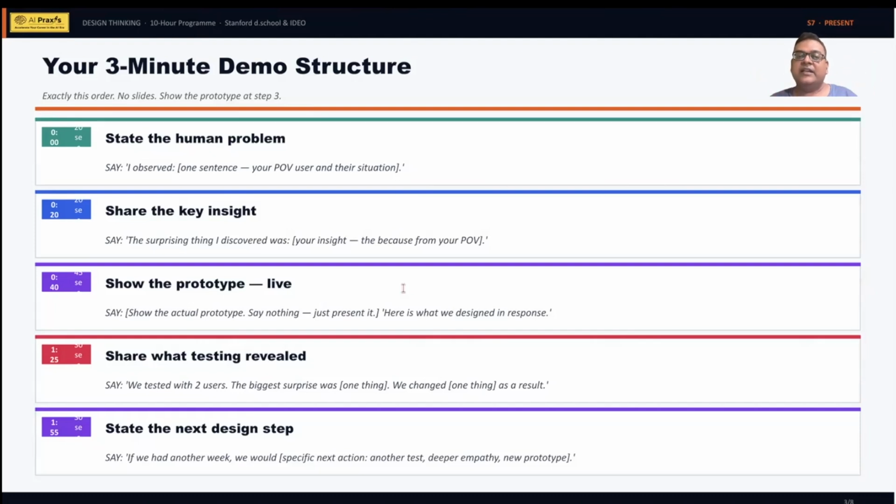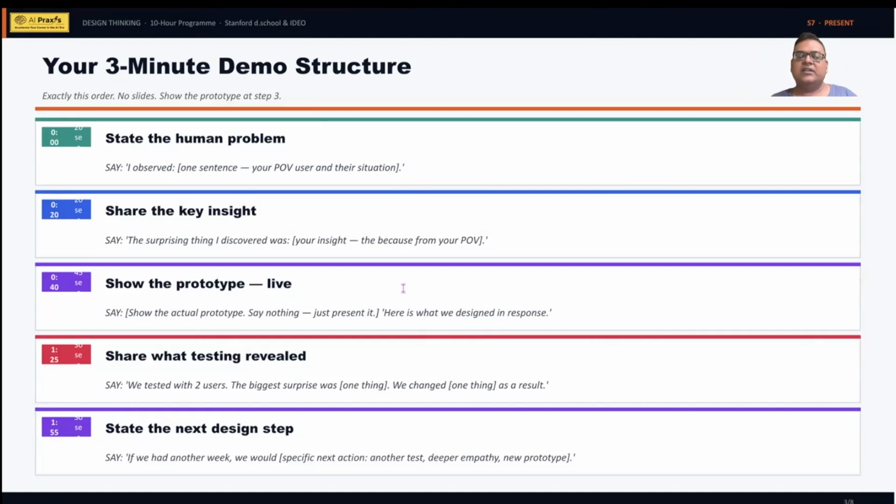Okay, so at 1 minute and 55 seconds, you spend 30 seconds stating the next design step by saying, if we had another week, we would, and then naming a specific next action. So Aryan's team said, if we had another week, we would test with one male first year student from a similar background to Aryan, to understand whether the closing message feels earned or presumptuous when they have never met us before. And that specificity is what makes the next step credible and actionable. So the total is 3 minutes and 5 seconds.